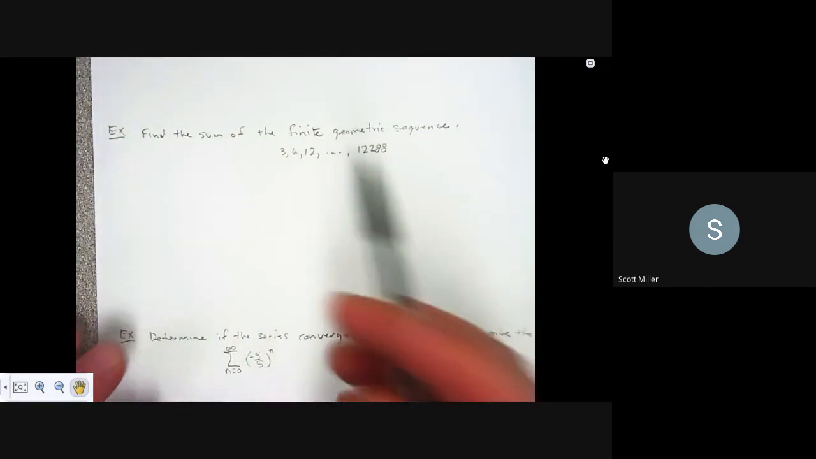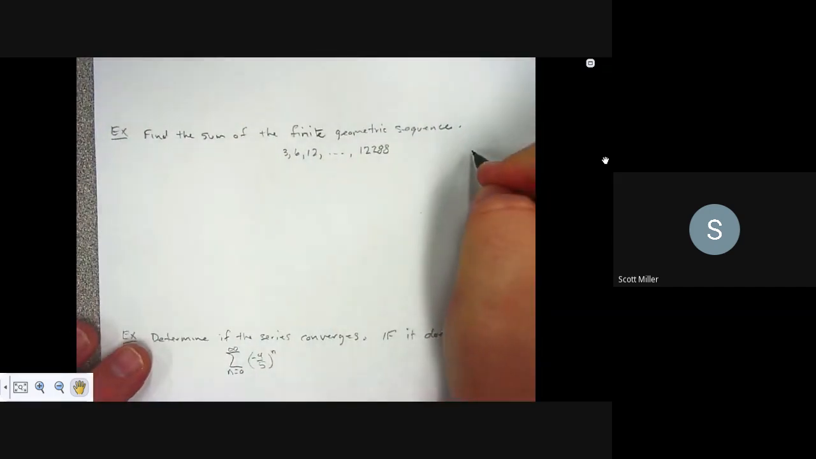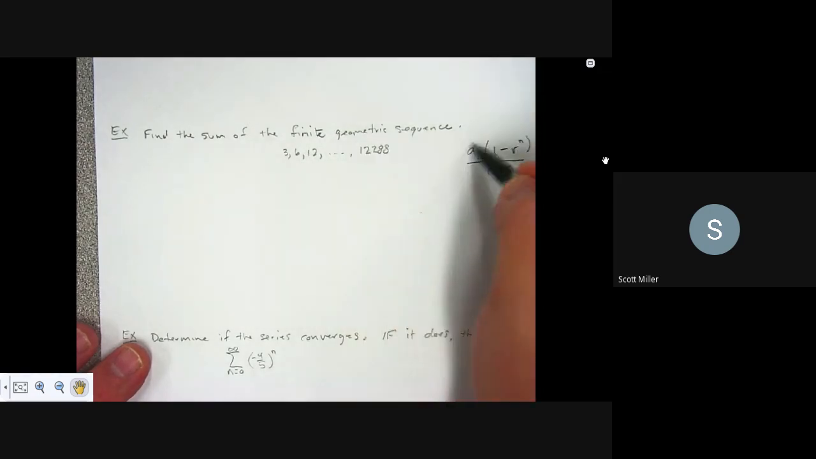So we have a couple of issues with this so far. To use the formula, and I'll write the formula right here, again, it was a sub 1 times 1 minus r to the n over 1 minus r. I'm going to need to know, so the first term is 3. We can see that right there. I need to know what r is, and I need to know what n is.